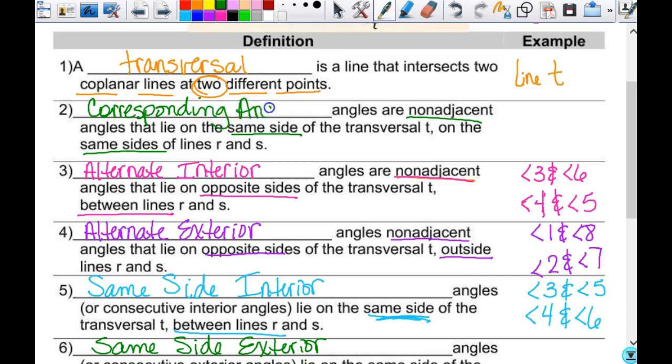So don't see that things are on the same side and then automatically think they're called same side angles. It depends, because if one's inside and one's outside, then that makes them corresponding. Okay? Everybody okay with that? Any questions so far? These words are not brand new to you, right? You've seen this before? Okay.